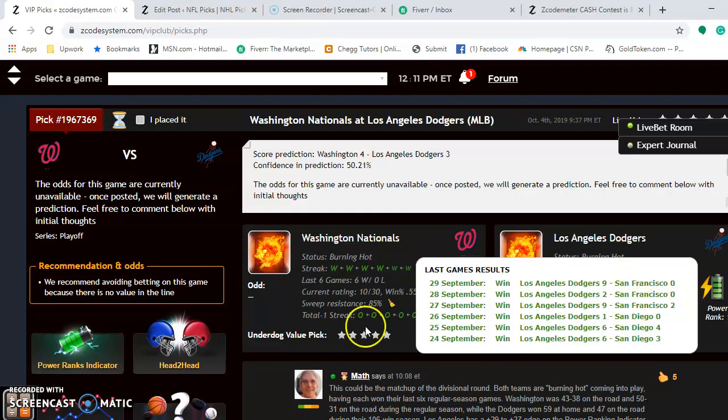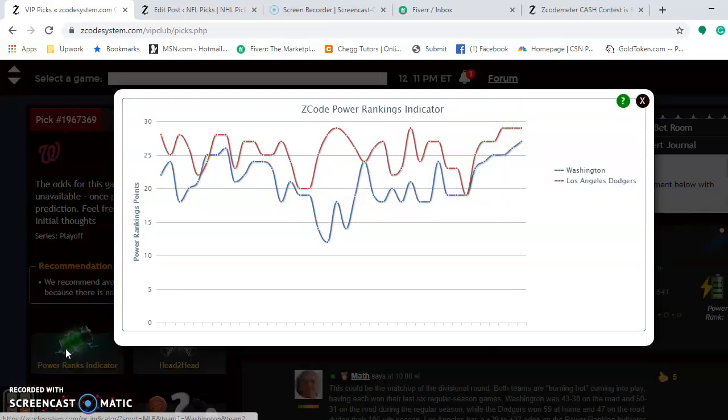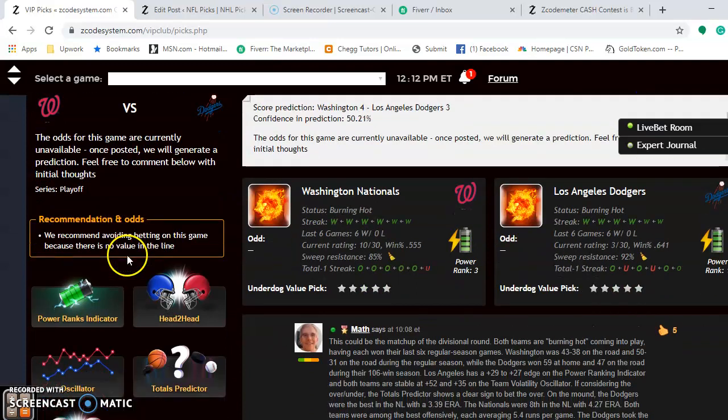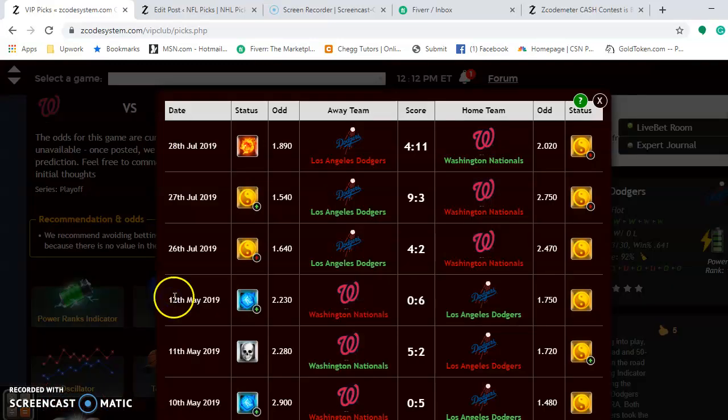Well, let's take a look at some other things here. The power rankings indicator: you see the Dodgers at plus 29. Washington on the rise. They are at plus 27. So very even here. How about head to head throughout the regular season?